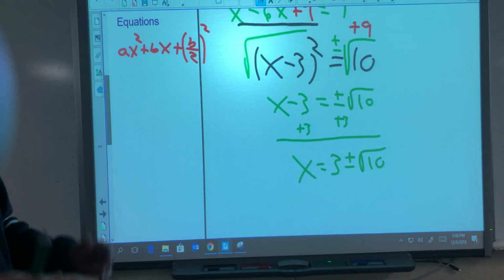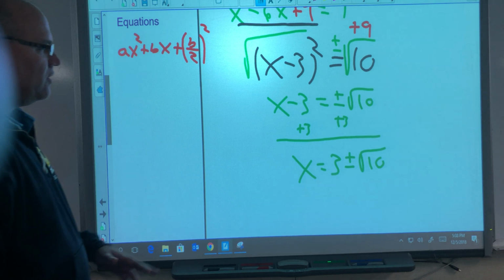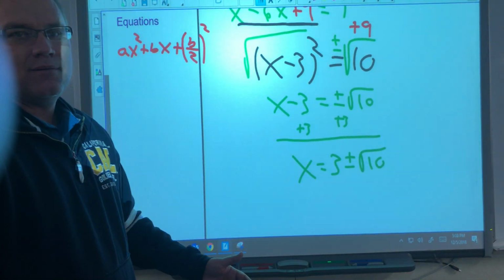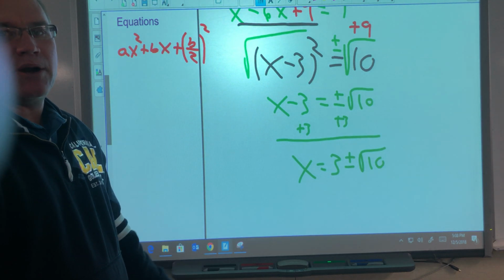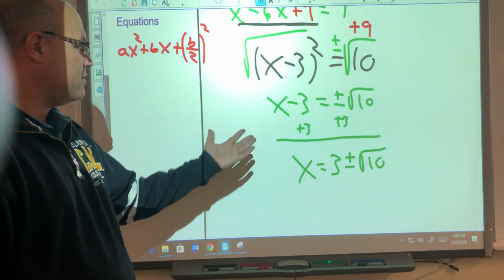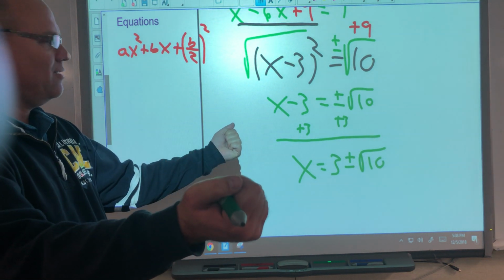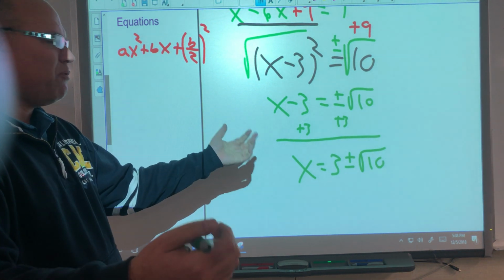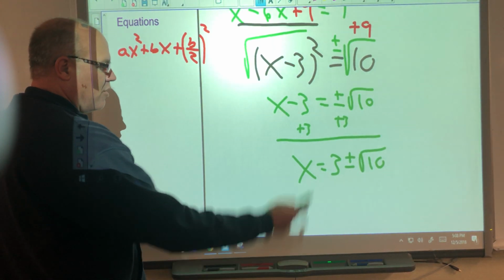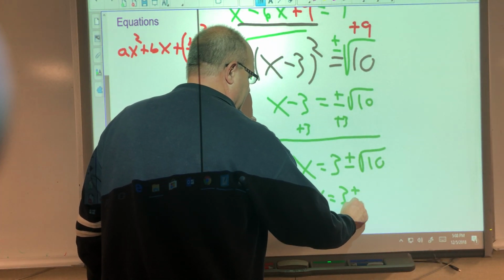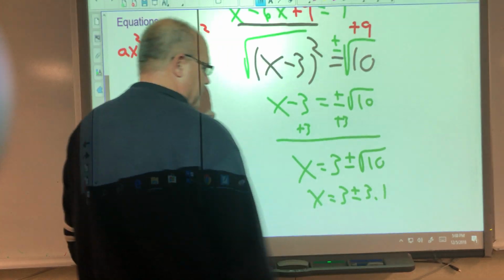If I want the approximate values for this, well, square root of 10 is about what number? It's pretty close to 3. It's a little bit bigger than 3, so 3.1, right? Square root of 9 is 3. Square root of 16 is 4. So it's 3.1, 3.2, somewhere in that range. I'm going to call it 3.1. So we get x equals 3 plus or minus 3.1.